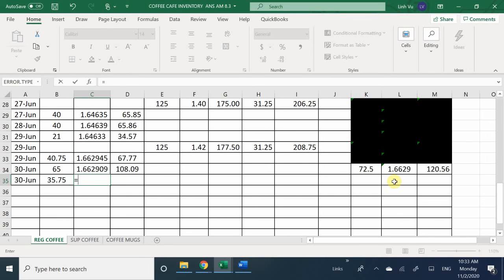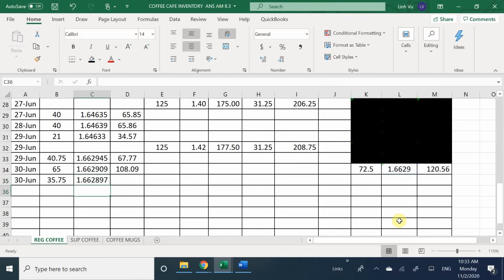Would it be the 166? I don't know where it is. Yeah, that's right, 166 to et cetera, et cetera. All right, so then go ahead and calculate for me how much it costs me to sell 35.75.